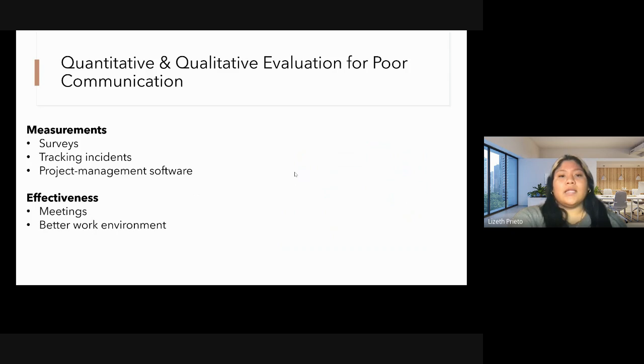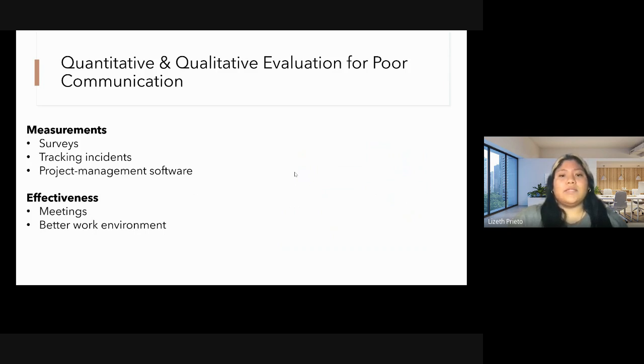communication. And then we can have effectiveness by having some meetings so we can hear what the employee has to say and what other employees are feeling, so they can track the problems and the incidents that are occurring within the company, and therefore they won't have them in the future.